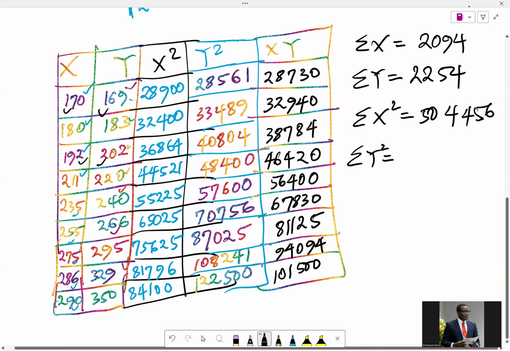Then we need the summation of y squared also. Let's go for that now. Y squared, that's 28561 plus 33489 plus 40804 plus 48400 plus 57600 plus 70756 plus 87025 plus 108241 plus 122500.